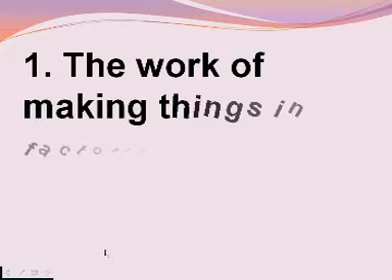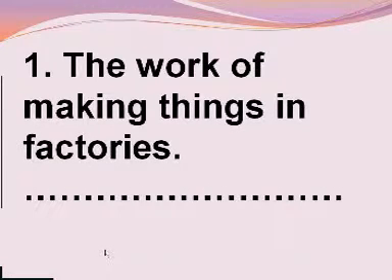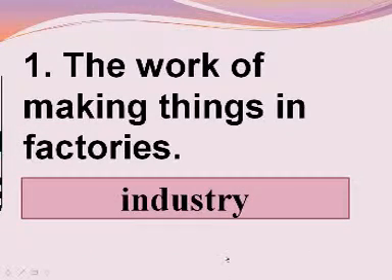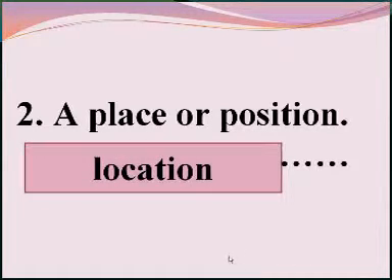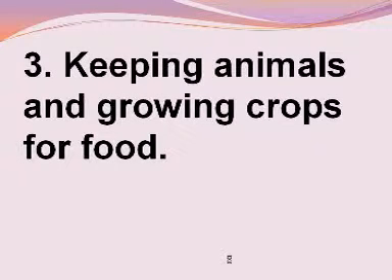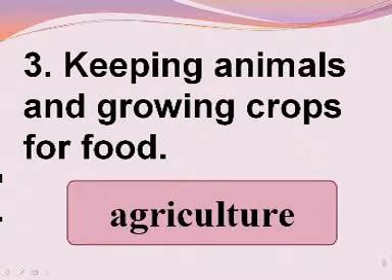Okay. Try to fill in the gaps using the previously mentioned words. The work of making things in factories. We need a word meaning the work of making things in factories. Good. Industry. Wonderful. A place or position, where something is. Location. Wonderful. Keeping animals and growing crops or plants for food. That is agriculture or farming, growing plants.